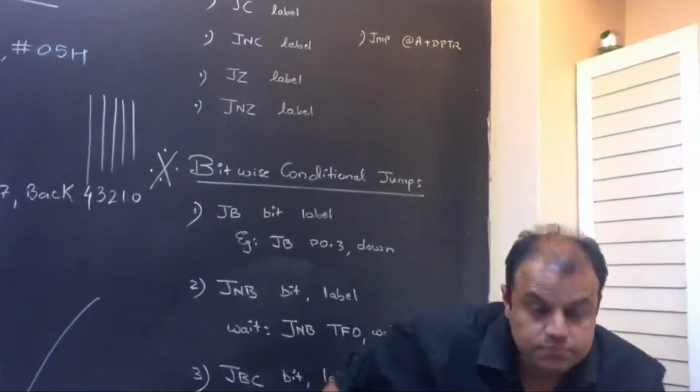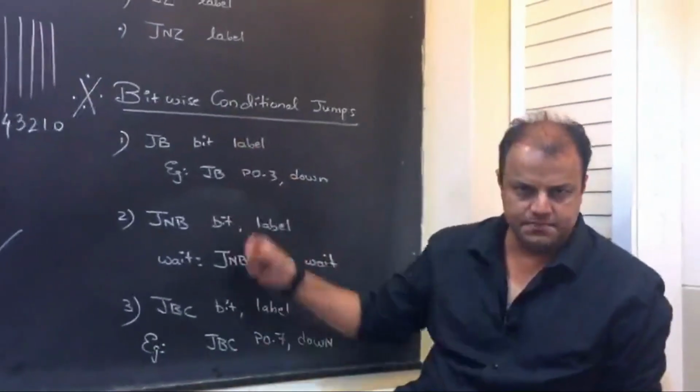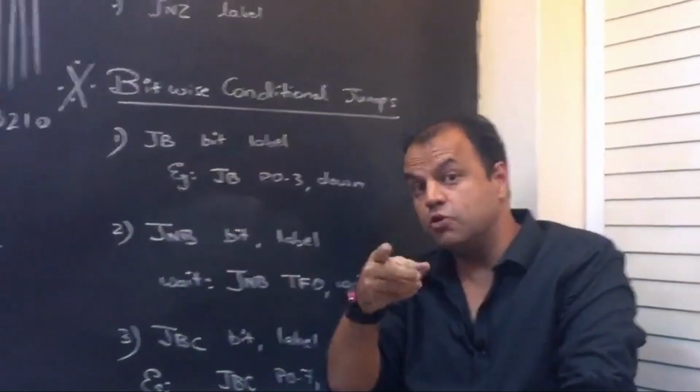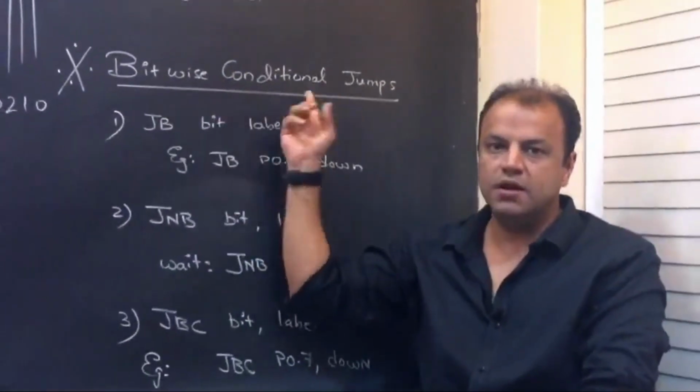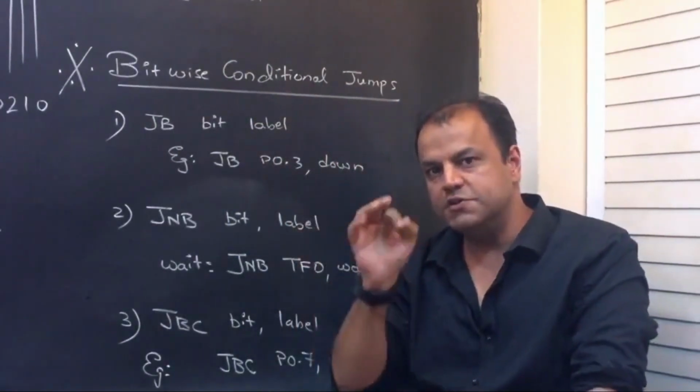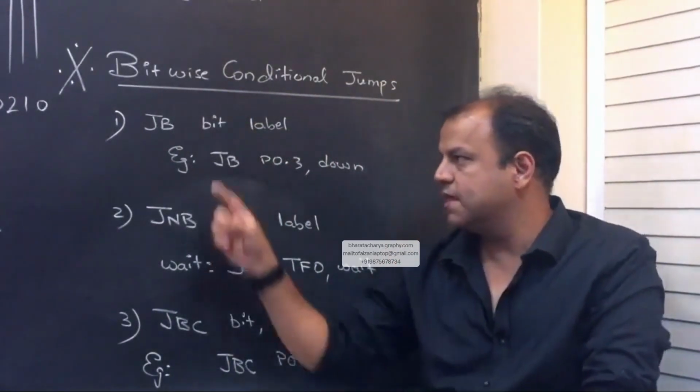Now, Bombay University 5-mark question. Exactly this title: explain bitwise. Bitwise is also called Boolean. Explain Boolean conditional instructions. These are also conditional jumps, but they are Boolean, which means they check a bit.